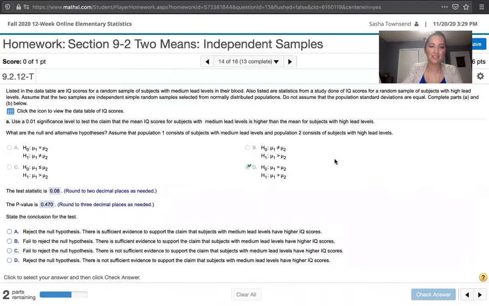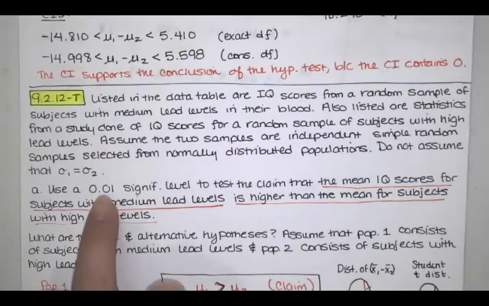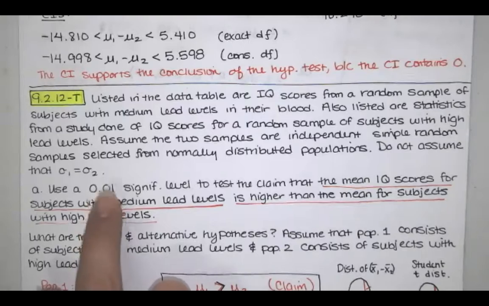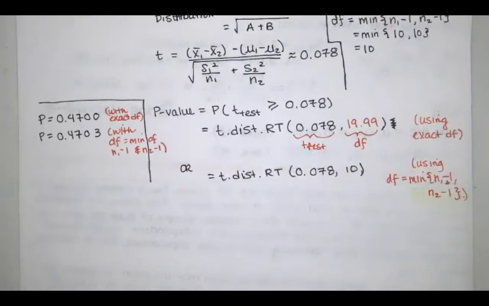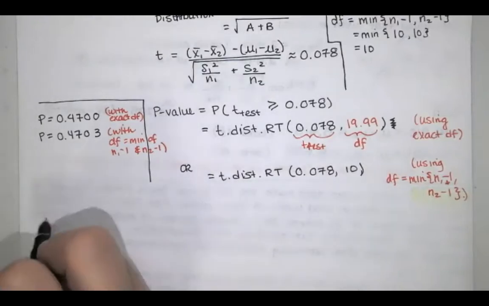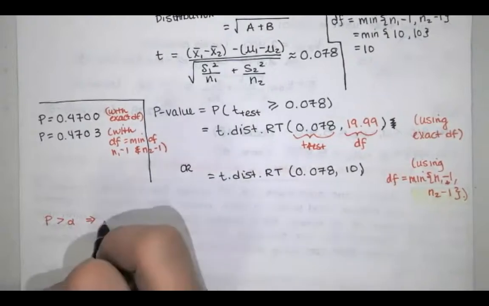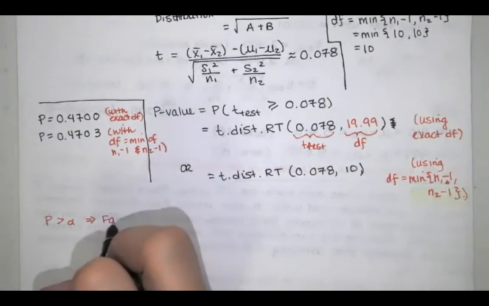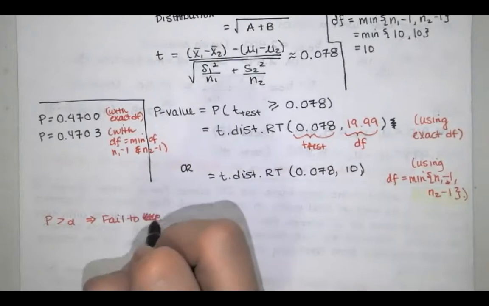Great, and then we are going to state our conclusion for the test. Our test involved a 0.01 significance level, so that's our alpha. And we're going to compare our p-value of 0.47 to alpha. In either case, p is greater than alpha, so we are going to fail to reject the null.